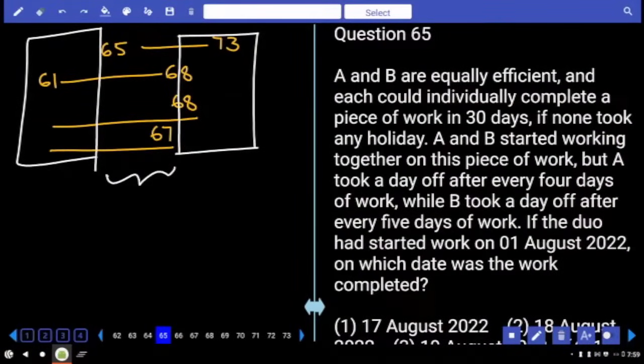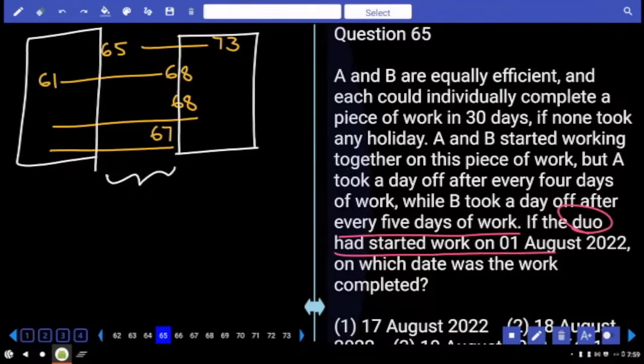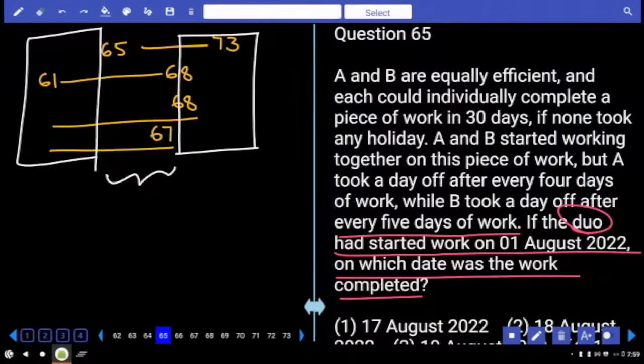A and B are equally efficient and each could individually complete a piece of work in 30 days. If none took any holiday, A and B started working together on this piece of work, but A took a day off after every 4 days, while B took a day off after every 5 days of work. If the duo, meaning 2 people, had started work on 1st of August, on which date was the work completed?